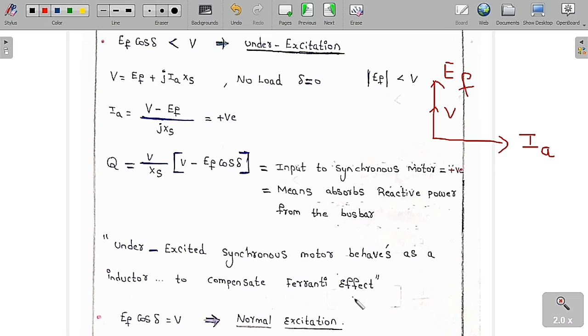So this is a very important point that you always need to keep in mind to understand this. And the power factor is defined with respect to EF and IA for the motor, and for the generator, we define the power factor with respect to V and IA.